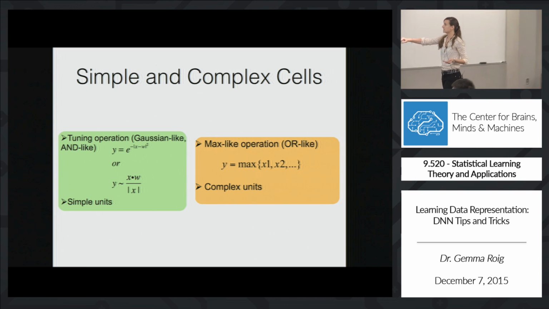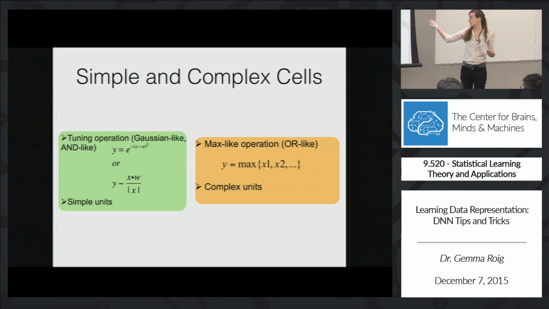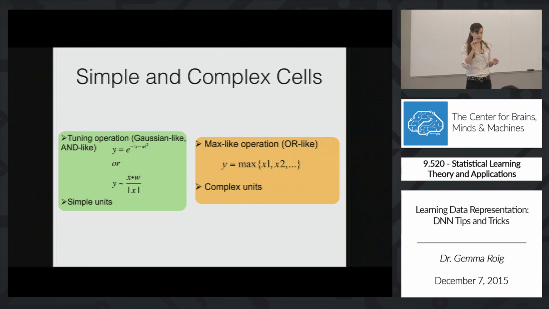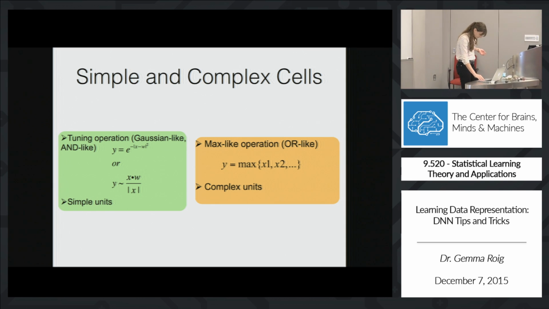So for instance, you can think about the simple cell as a tuning function, like a delta in the extreme case, which is when the input stimulus is equal to the template, it's activated, or you can have a smooth Gaussian, so if it's similar, okay? And the complex cell can be, for instance, like a max function. No matter where it is presented, the neuron will be activated, or will respond.